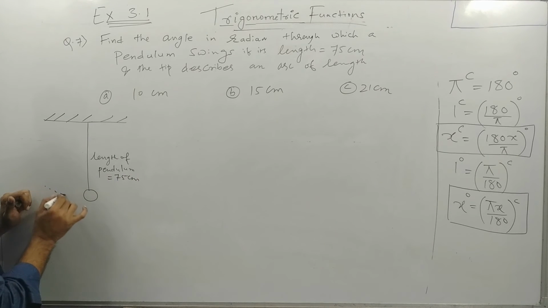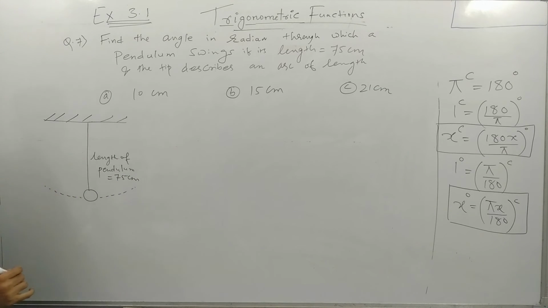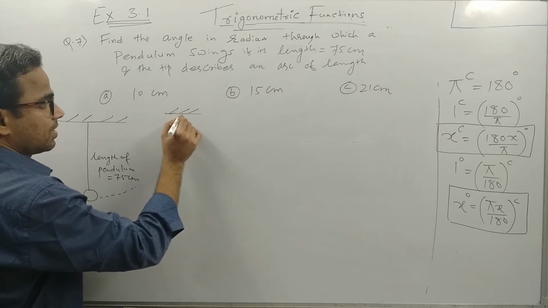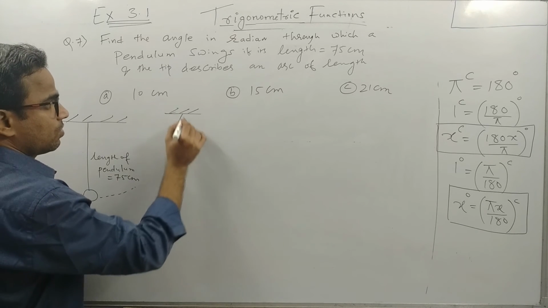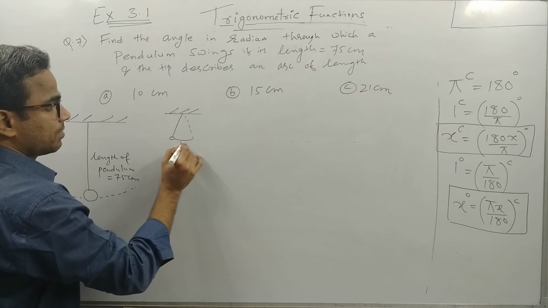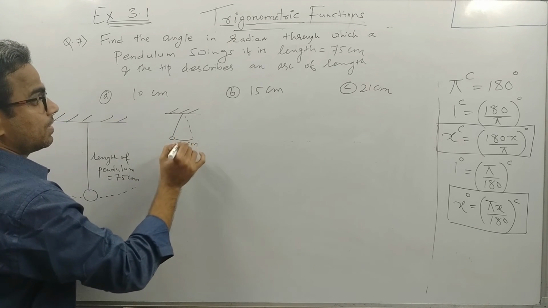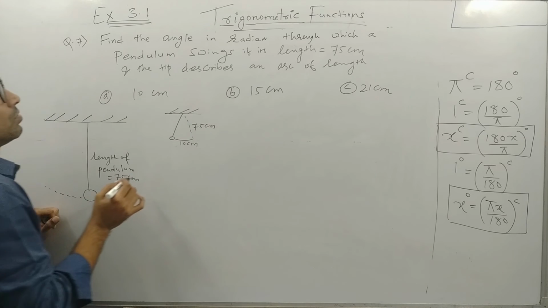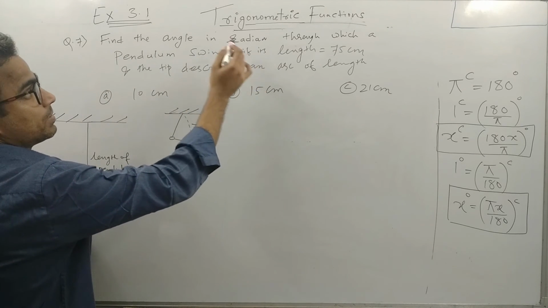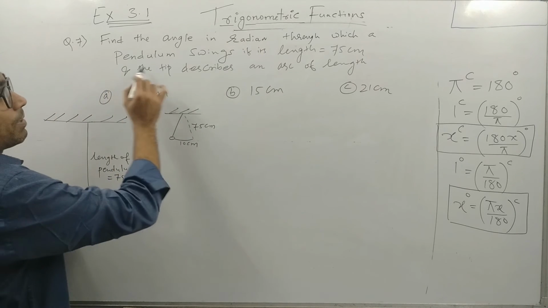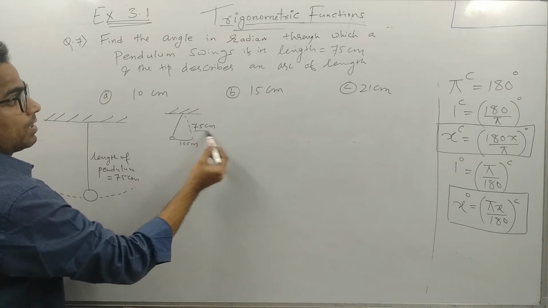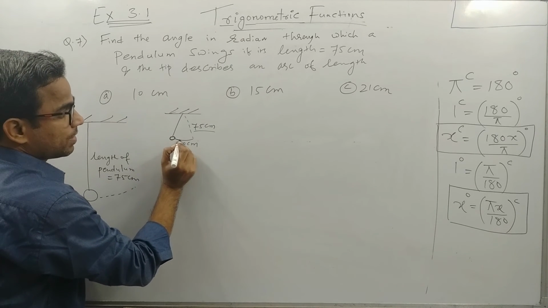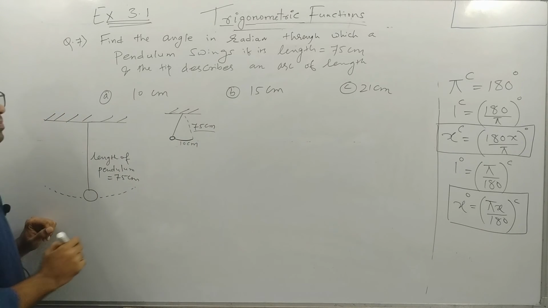Now this pendulum will swing. The first case is if the length of the arc is 10 centimeter, and obviously the length of the pendulum remains the same, which is 75 centimeter. They are asking to find the angle in radian through which the pendulum swings. The pendulum length is 75 and the tip describes an arc. If this is the tip, the tip describes an arc of length 10 centimeter.